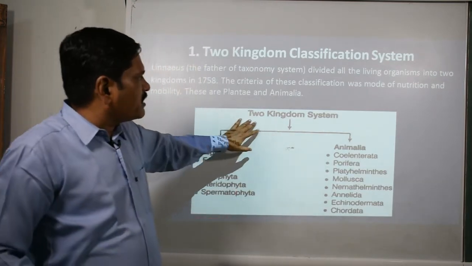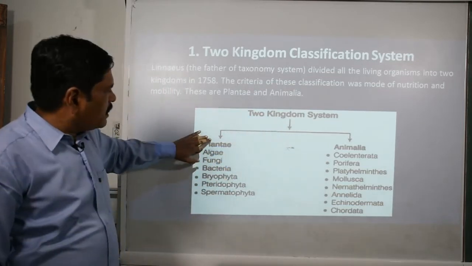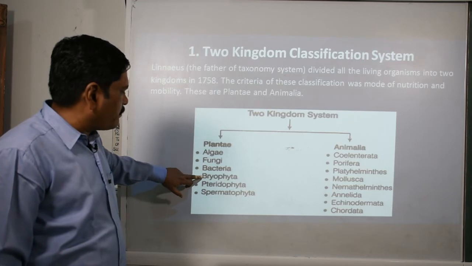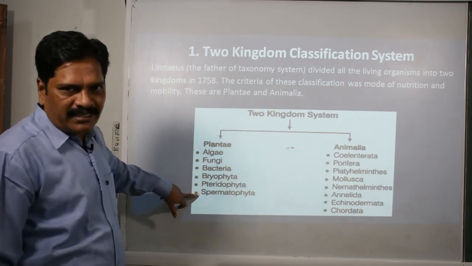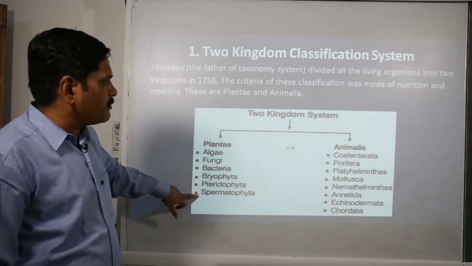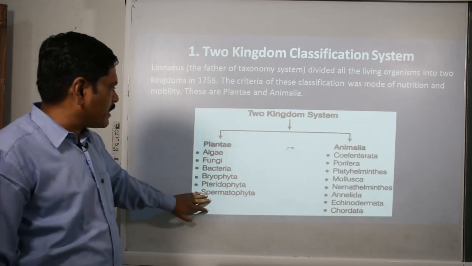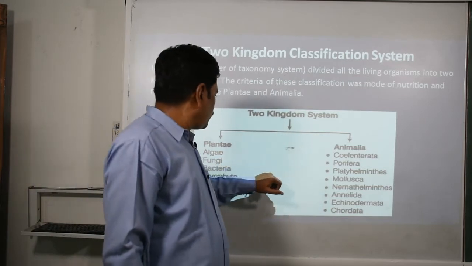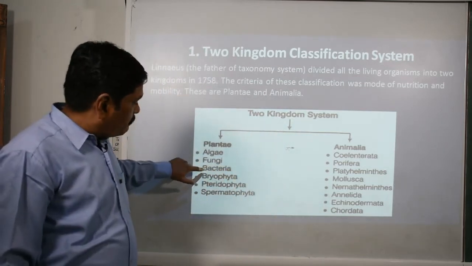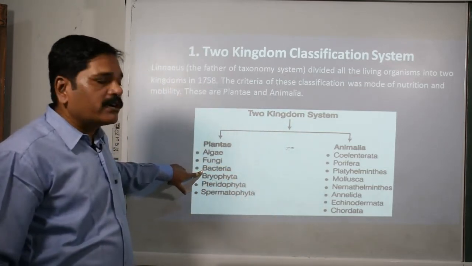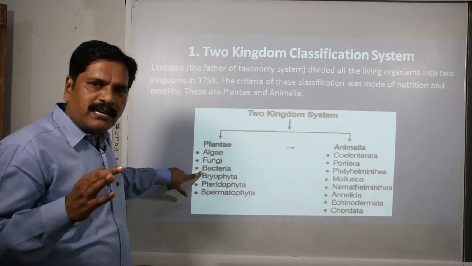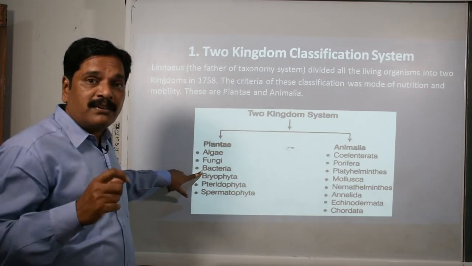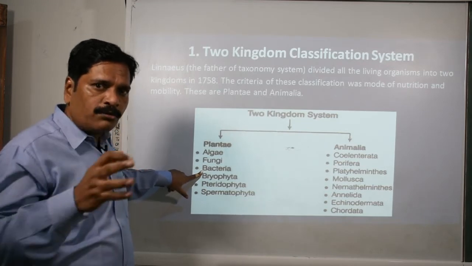In this two kingdom classification, Plantae included algae, fungi, bacteria, bryophytes, pteridophytes and spermatophytes. Angiosperms also, all of this is included in Plantae. Clear? Fungi is also there, bacteria is also there, but what is the only condition? They must be autotrophs, and second, they must be non-motile in nature.